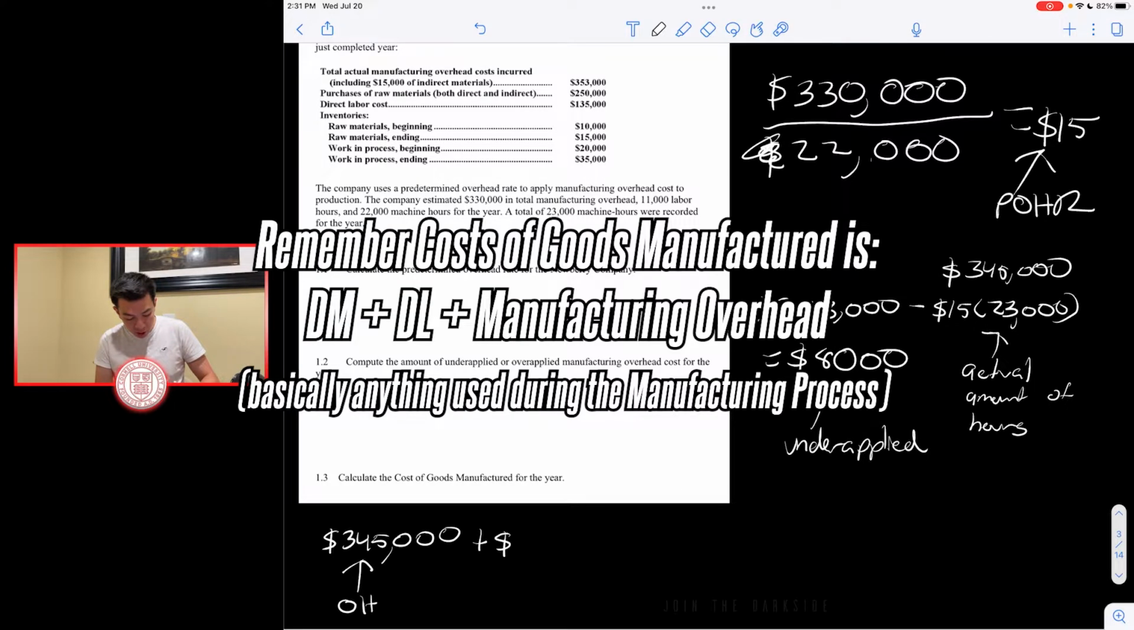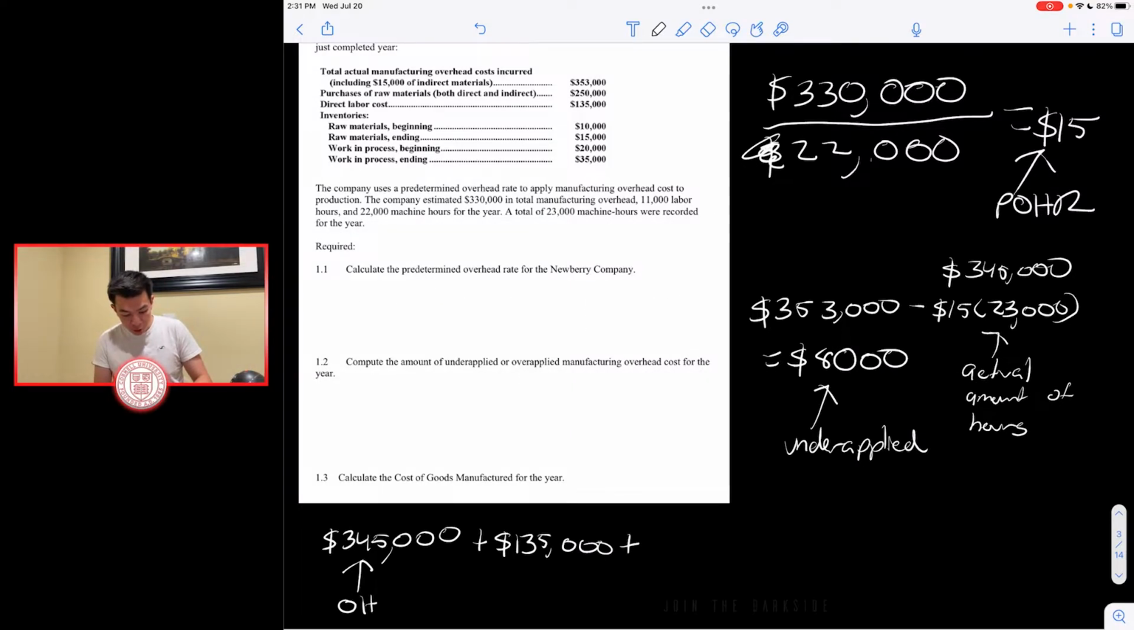Labor is $135,000. We're going to add our materials, $250,000. And I'm getting all these figures right here, okay? Now, you have to be careful here because for the purchase of raw materials, it says both direct and indirect. What that means is that over here, they also incurred indirect material costs, right?